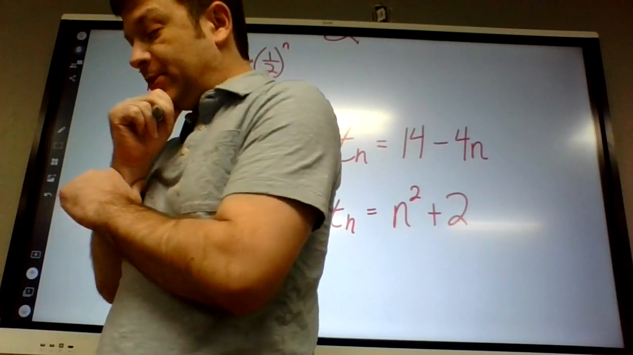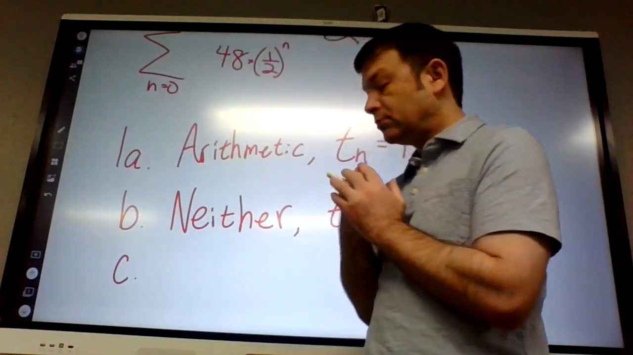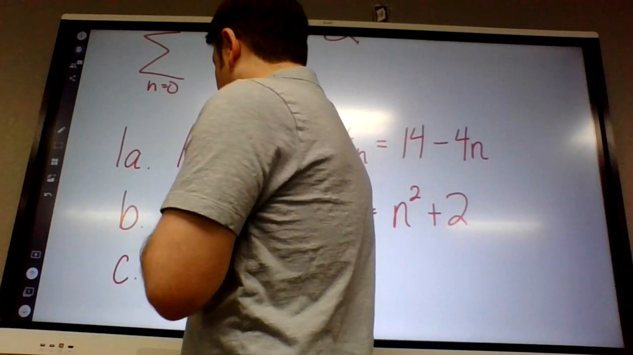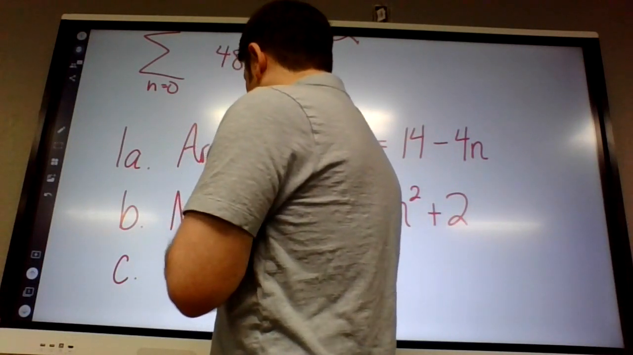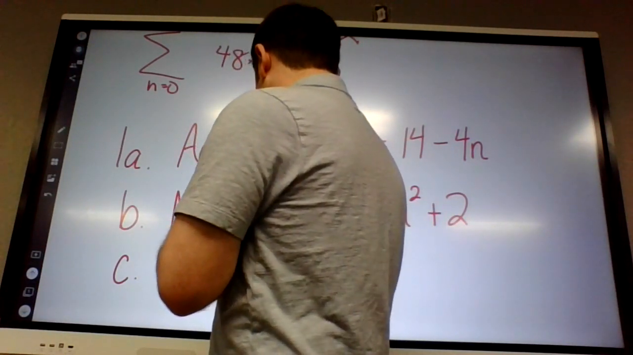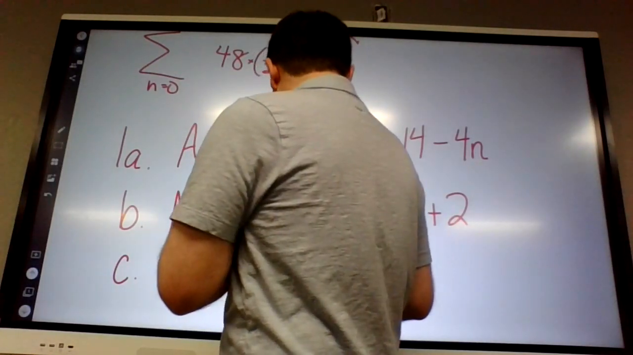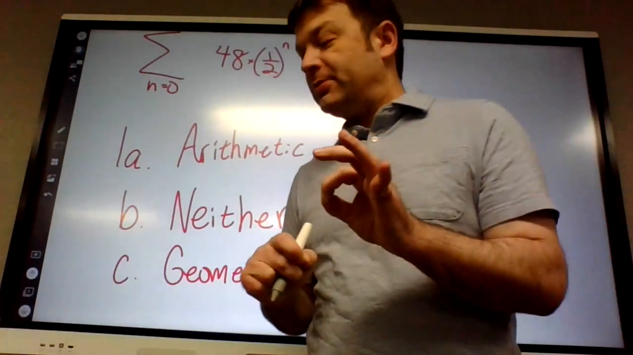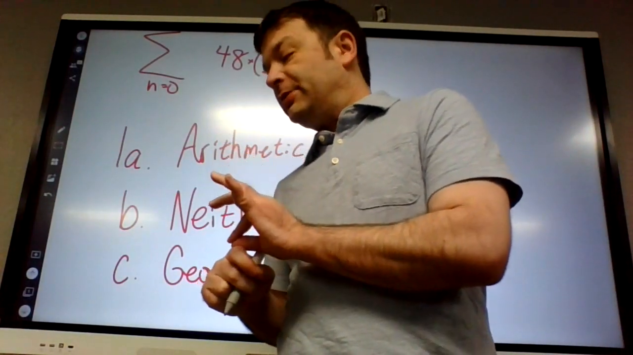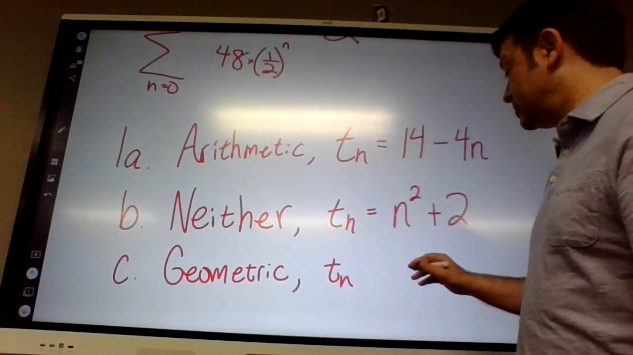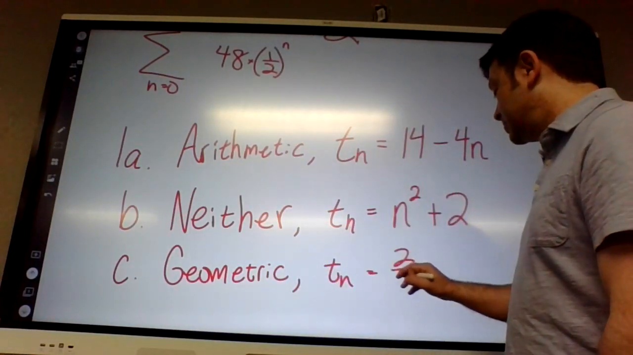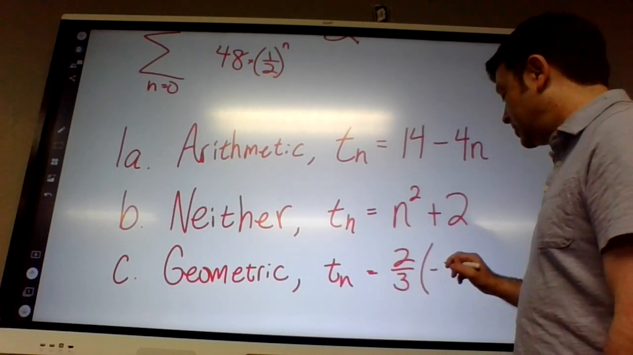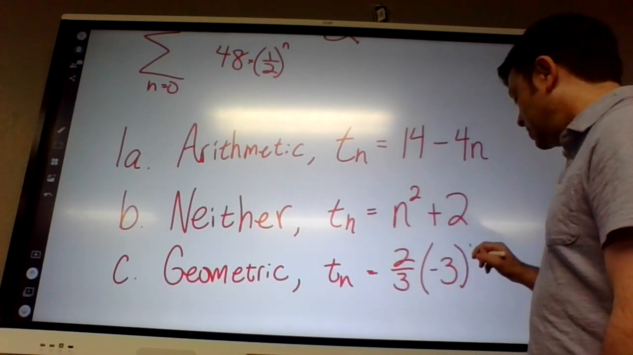C, -2, 6. What's the pattern on C? Multiplying by -3, so it's a geometric sequence. Okay, so we're going to back up one step. So -2 divided by -3 is 2/3. And we're going to multiply that by -3 n times.